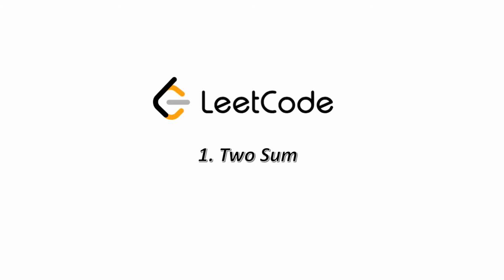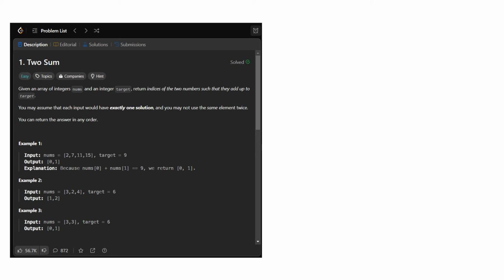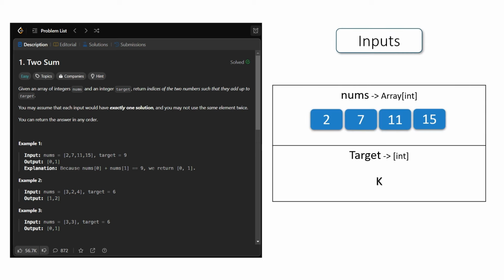Hello everyone. Today we will be solving LeetCode number 1, Two Sum. In this problem, we have been given an integer array nums and an integer k. We have to find the indices of two numbers whose sum equals k.